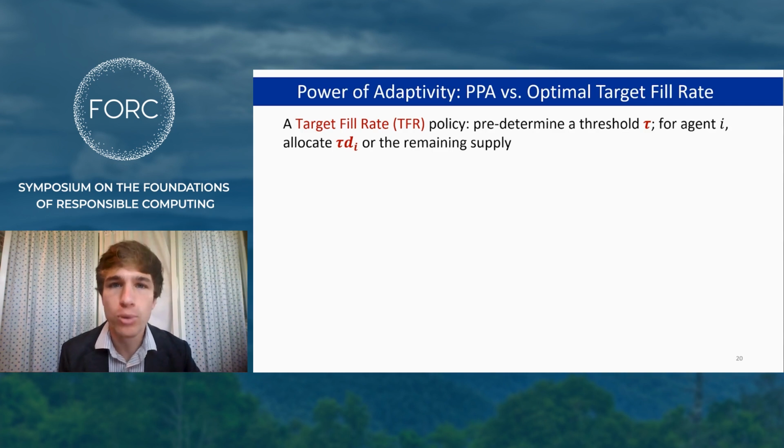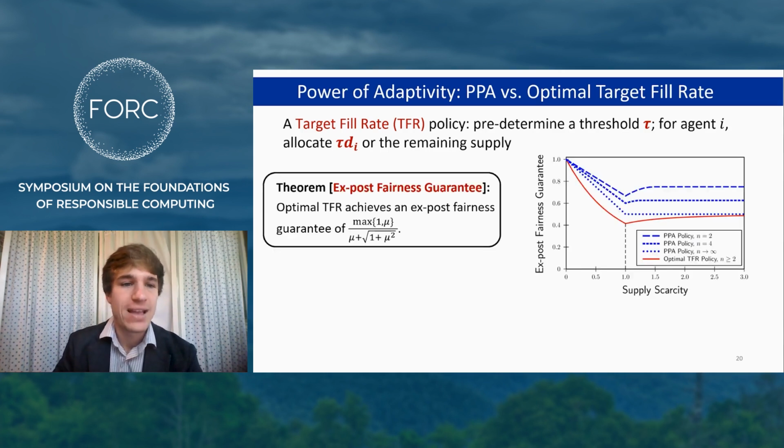These types of policies predetermine a threshold, which is essentially the fill rate that it wants to achieve for all agents. As demands are revealed, it either allocates that fraction of an agent's demand, or it allocates everything that it has left. Once it's out of supply, agents get nothing. So this can be potentially unfair to the late arriving agents. And in addition, its ex post fairness guarantee is lower than that of PPA policy for any number of agents.